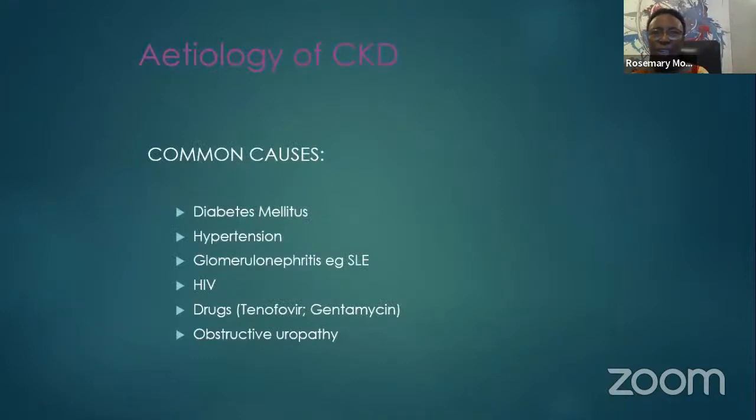Now, coming to your chronic kidney disease, we have common causes, diabetes being the number one, followed by hypertension, your glomerulonephritis, for instance, your systemic lupus erythematosus, apologies, and then your HIV and drugs such as your tenofovir and your gentamicin, as I mentioned earlier, and then your obstructive uropathies.